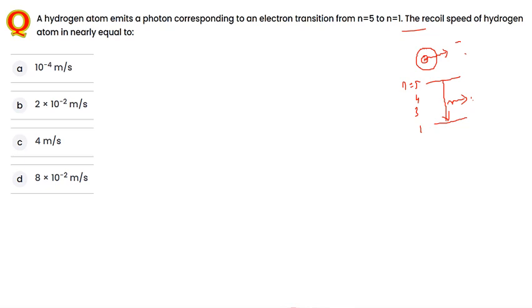Based on this one, here is the momentum I just mentioned. The momentum of a hydrogen atom will be equal to the photon momentum for the transition from n equal to 5 to n equal to 4. So mv of the hydrogen atom will be equal to the photon value, that is, the radiated energy E radiation divided by c.